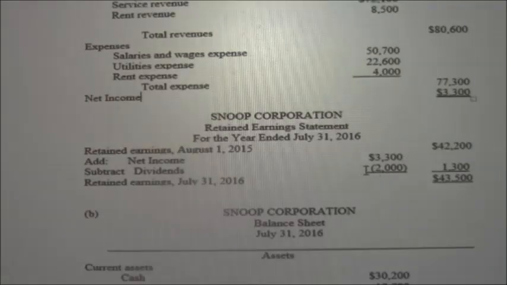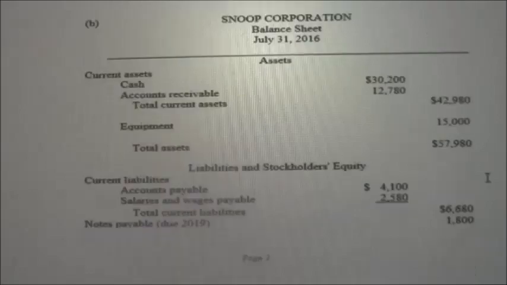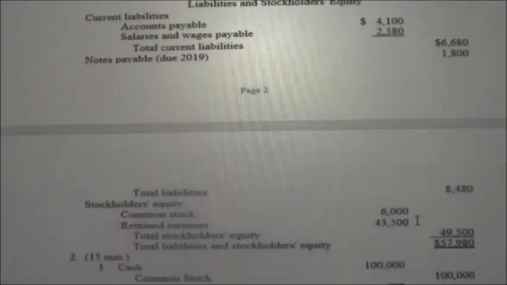We went up and got the dividends and subtracted the dividends out and created a new retained earnings balance of $43,500. We then went to the next statement, which is a balance sheet. We took that ending balance, and once we put in our assets, our liabilities, and our equity, and we added that $43,500 in the equity to give us $49,500, we can add them together, and now we've got total liabilities and stockholders' equity, which is going to equal your total assets. Now we're in balance.